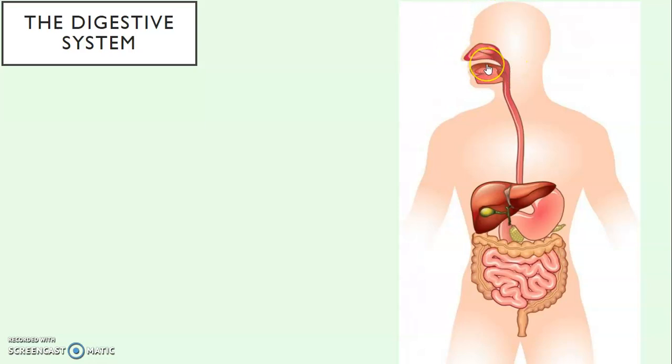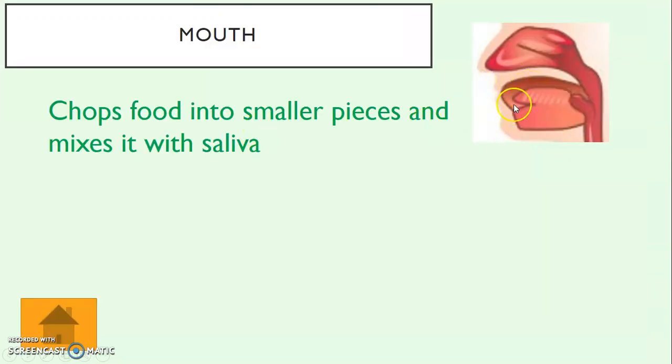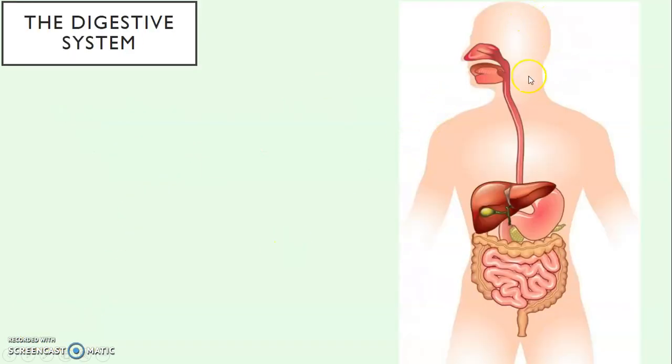So digestion starts off in the mouth, which is up here. What we've got in the mouth is teeth, and what the teeth will do is chop the food into smaller pieces, and then just underneath the tongue we have got salivary glands, and they release saliva. The saliva does two things. It will release enzymes called amylase. We'll look at those next week. They break the carbohydrates down into sugar, and it also makes the food wetter, more slippery, so it's easier to swallow. So our mouth, what you need to know for your fact book, is chops food into smaller pieces and mixes it with saliva.